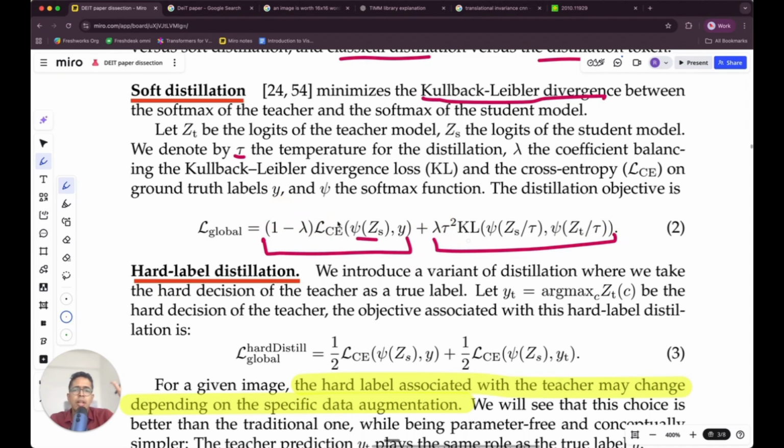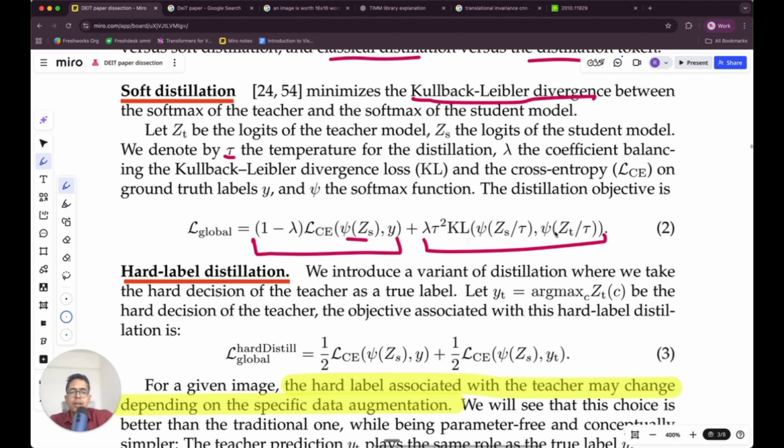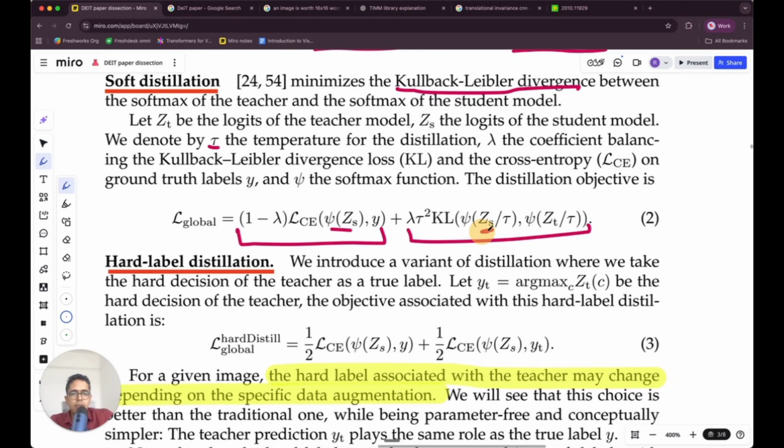So usually the value can be 0.5. So half of the contribution comes from the error due to the student, half comes from the error due to the teacher. Now what do we mean by error due to teacher? In the distillation term, we have two sets of logits. The first set is the logits due to the student. The second set is the logits due to the teacher. So ZS is logits coming from the student, ZT is logits coming from the teacher.